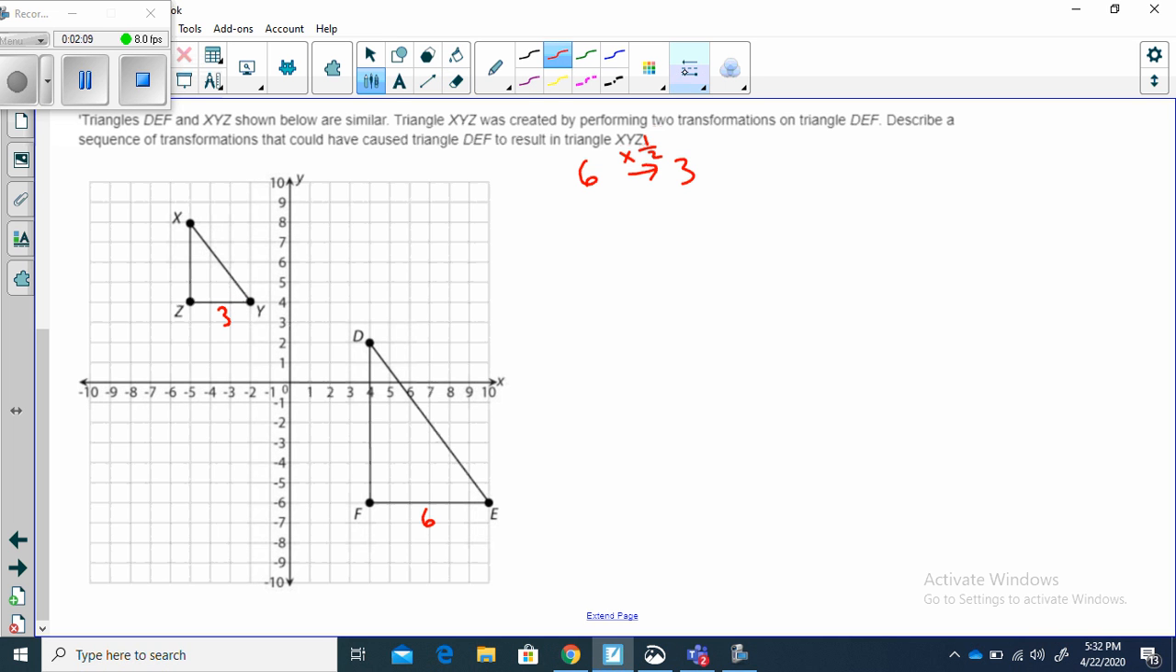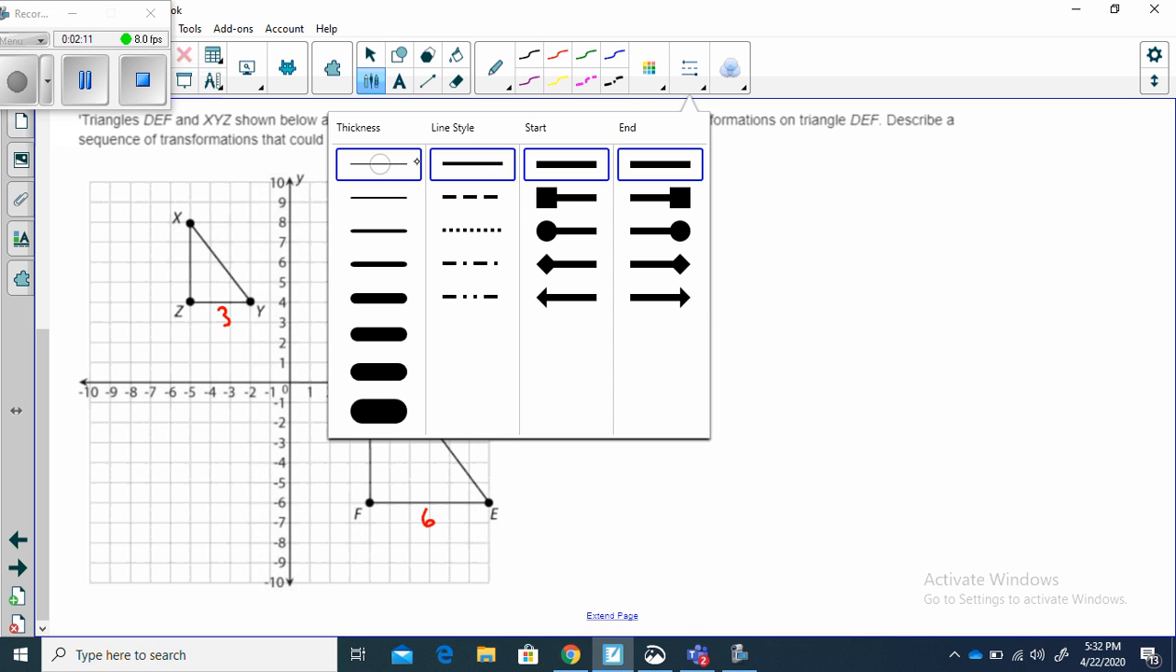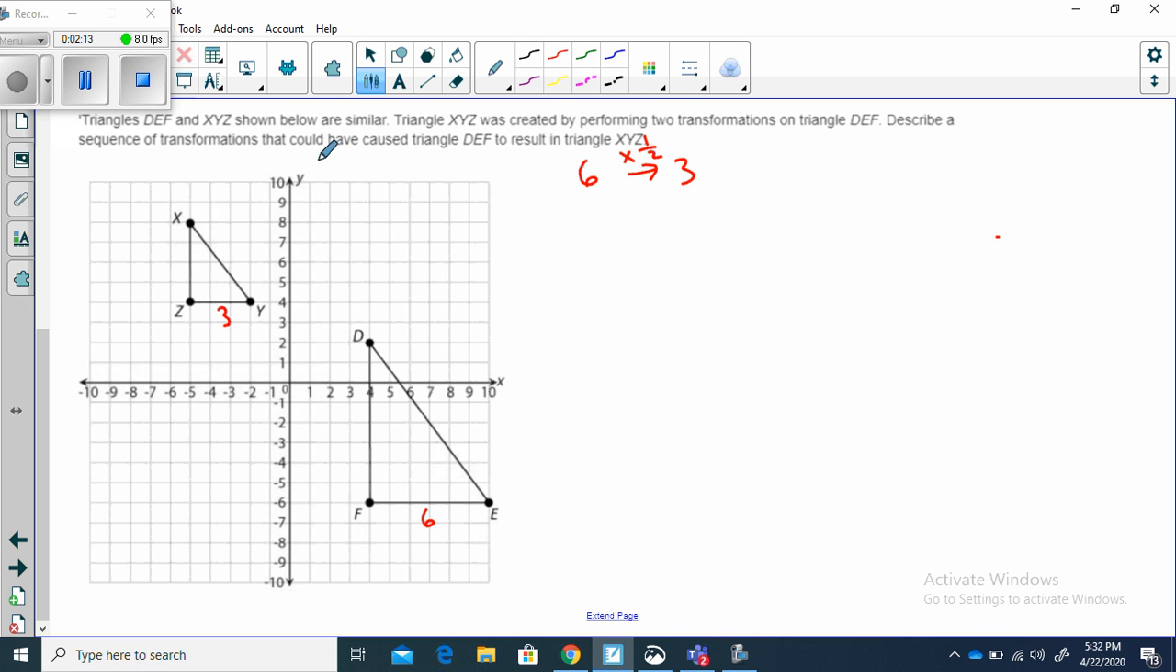Okay, so let's go ahead and write that down. That's our first thing that we're doing, our sequence of transformations. First thing we're going to do is dilate, and tell me what you're going to dilate. Dilate triangle DEF by scale factor 1/2. Okay, so let's do that with each one of these points and see where they belong.